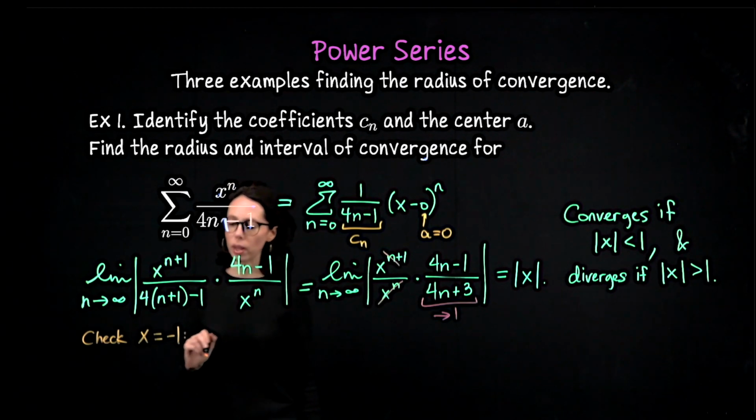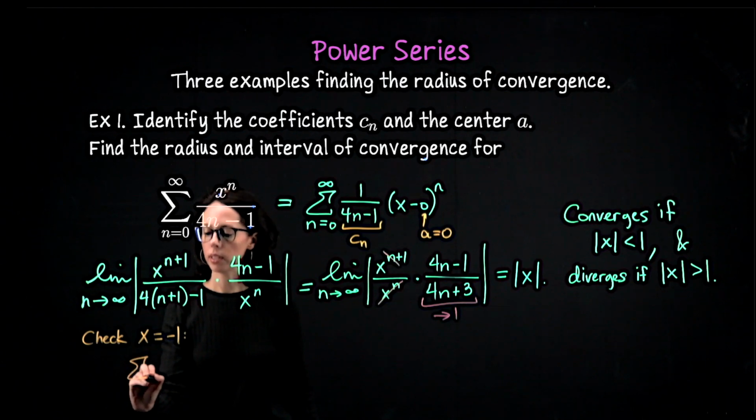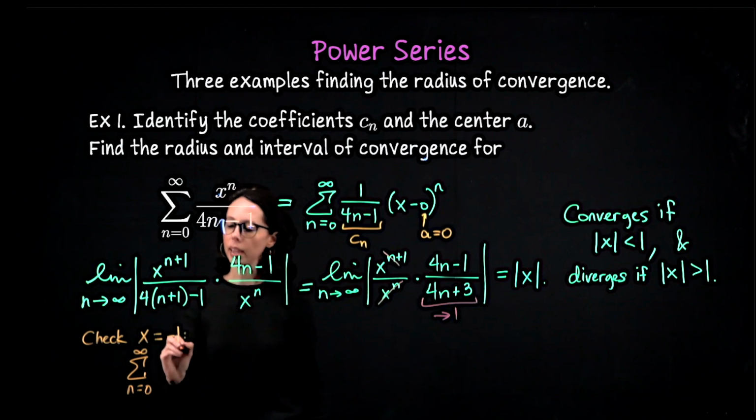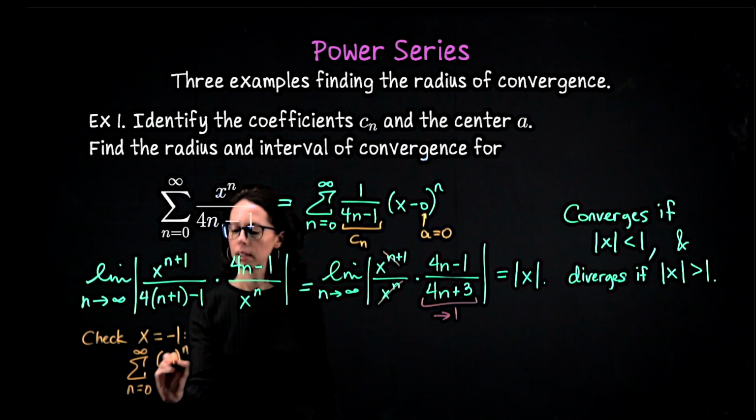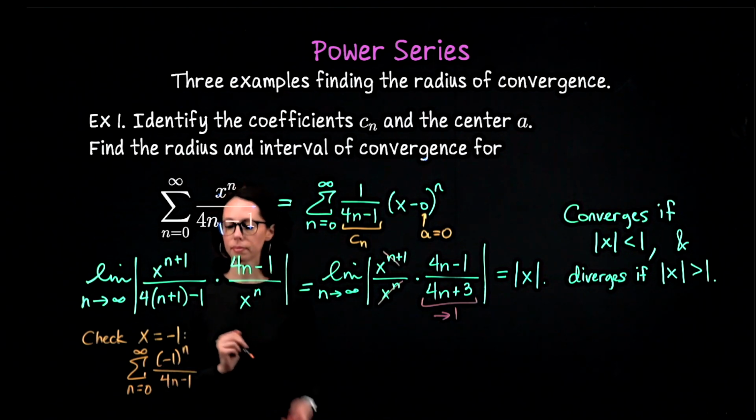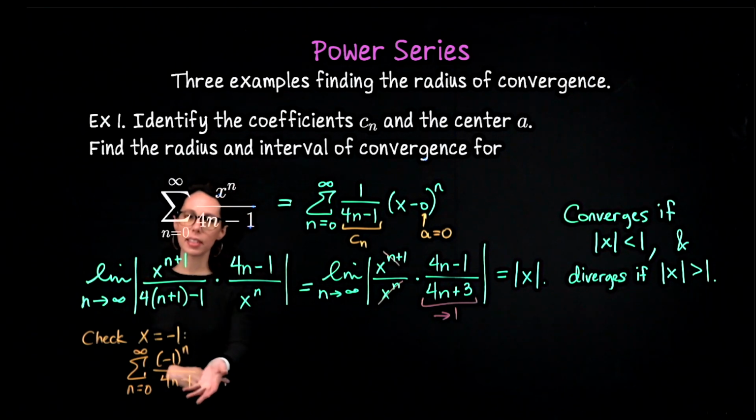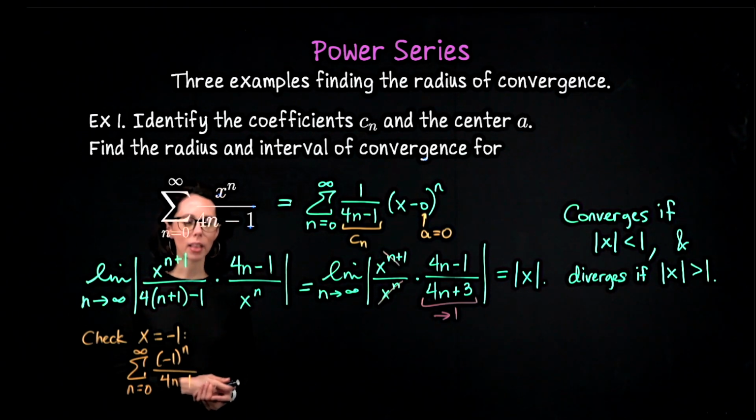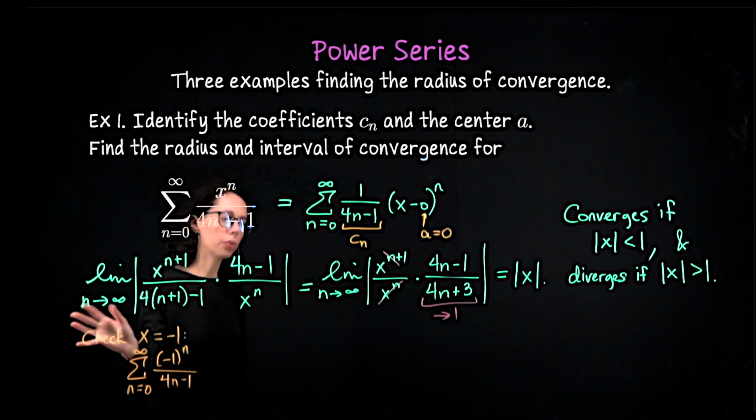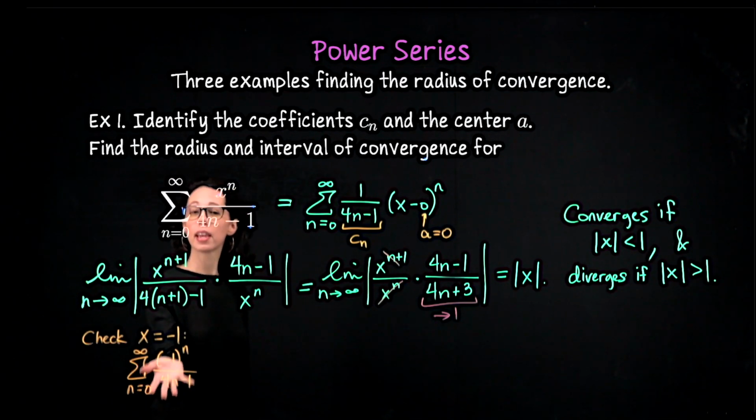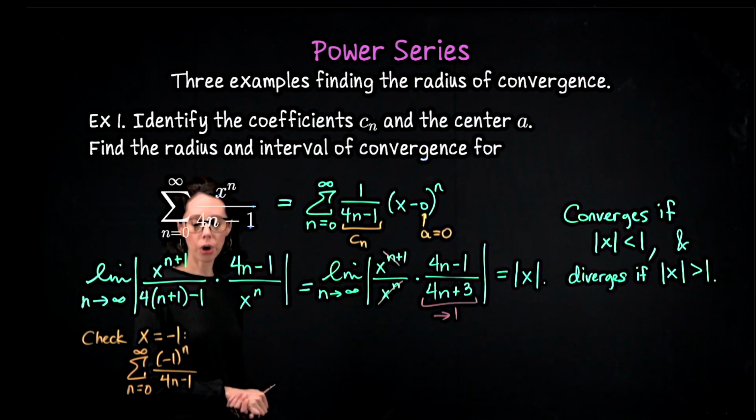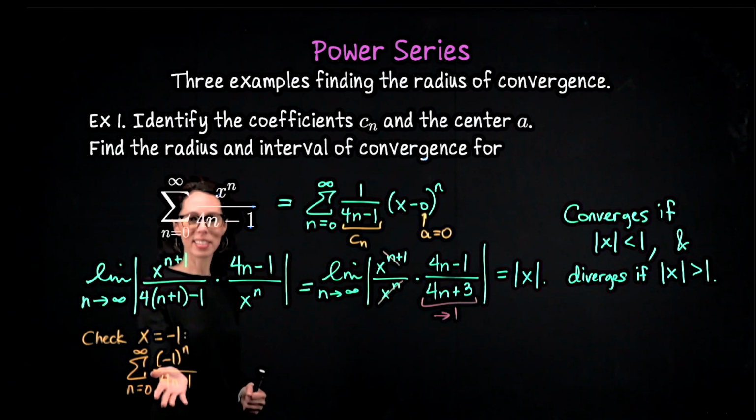If I plug negative 1 into the series, it's going to take the form of the infinite series from n equals 0 to infinity, negative 1 to the n divided by 4n minus 1. This is a series of numbers. We spend a lot of time evaluating when a series of numbers converges or doesn't converge. And I don't want to go through the whole test. What I would like for you to do is look at this and recognize what applies. And you can work out on your own to the side the test in question here.